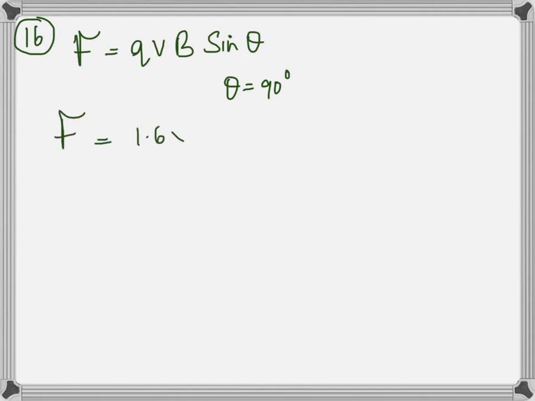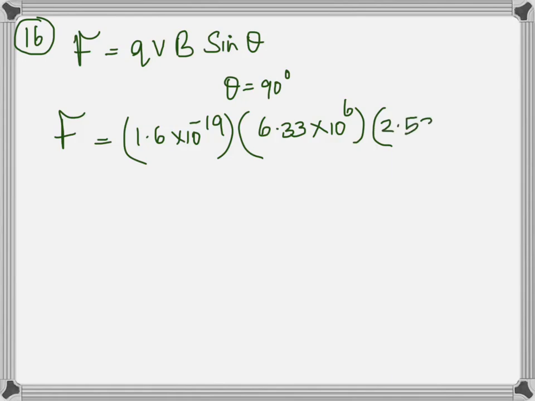And in 16, it's QV cross B, or QVB sine theta, that is the force. Theta is 90 degrees, so it's a simple case of substituting the charge, the velocity and the magnetic field and multiplying. That gives 2.56 times 10 to the negative 14 Newton.